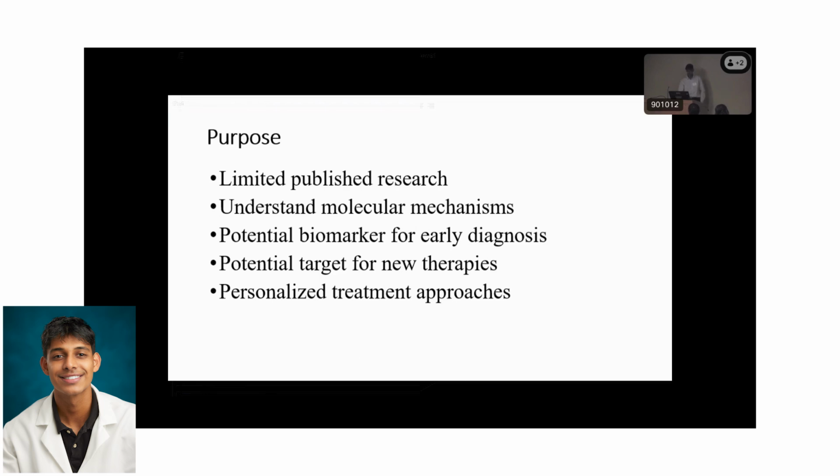Furthermore, if RMST plays a significant role in glioblastoma, we'd like to see it as a potential target for new therapies. And additionally, if there are different RMST levels for patients, we'd like to see personalized treatment approaches that allow for better treatment of patients.